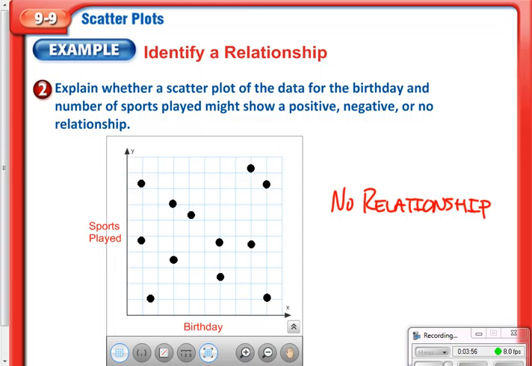The only other thing that's missing in our graph is our title. So I'm going to go ahead and title it: B-Day, since we have our birthday and sports played. B-Day and sports. We need to have a title for that graph.